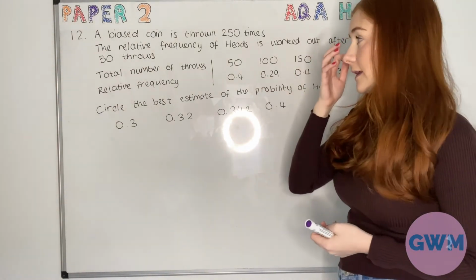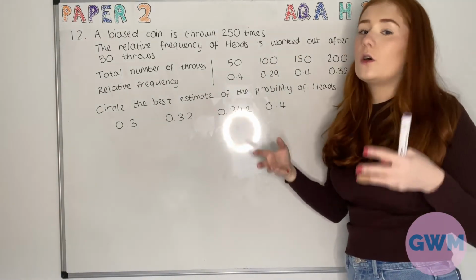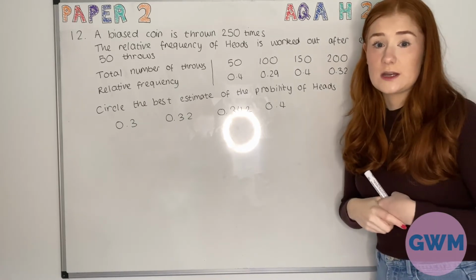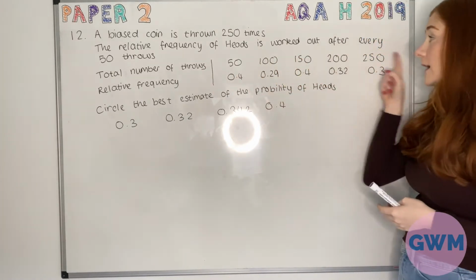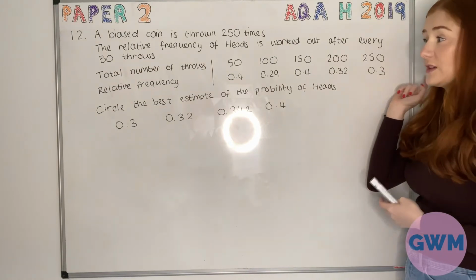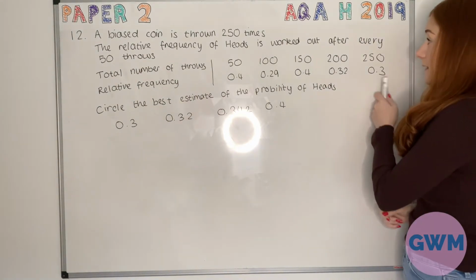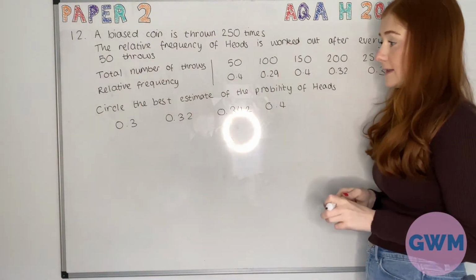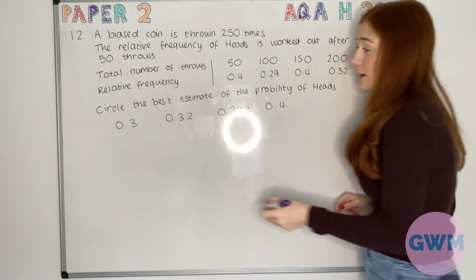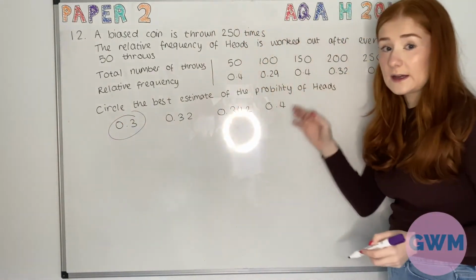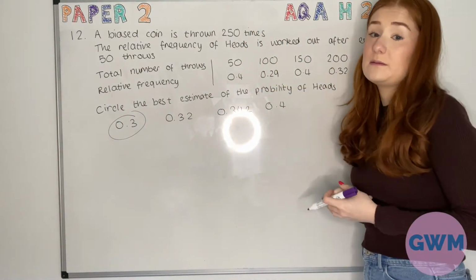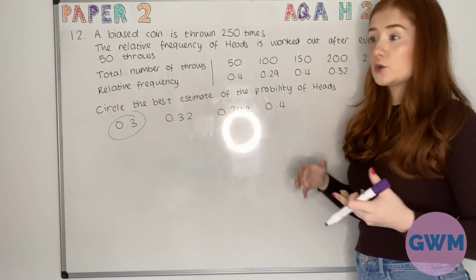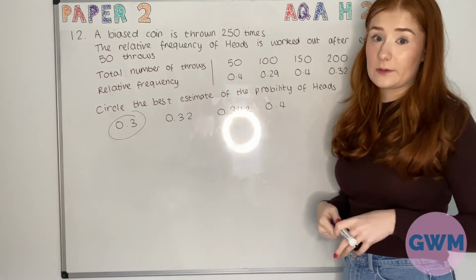With questions like this, the more throws, the more data you collect for a certain probability, the more accurate your prediction is. So we go right to the end where we have the most information, which is after 250 throws, and we take the relative frequency at that point. Here it's 0.3. The answer is 0.3 because after the most rolls we have the most data, meaning our calculation of the relative frequency is most accurate and gives the best estimate for the probability.